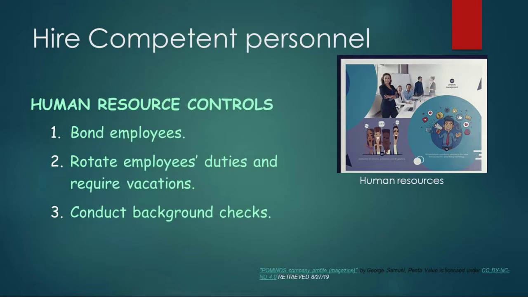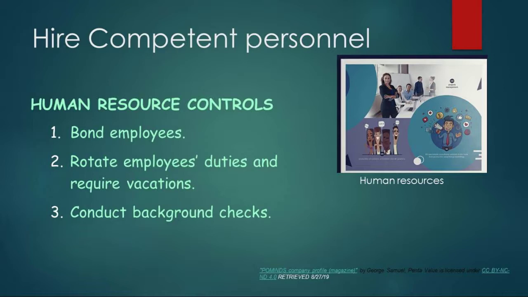Hire competent personnel, human resource controls. Human resources are the people that work for a corporation. How do you have these controls? You bond employees. What does that mean? It means you take an insurance policy out on your employees, so that if an employee who works with cash, for example, steals from the company, the insurance company covers the theft. So the company doesn't have to absorb the theft.